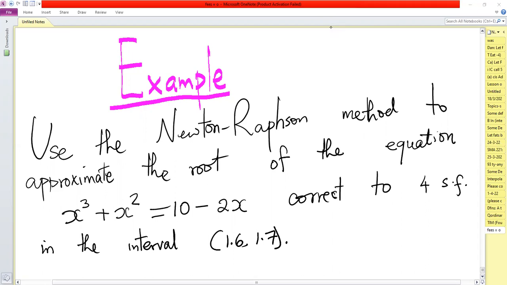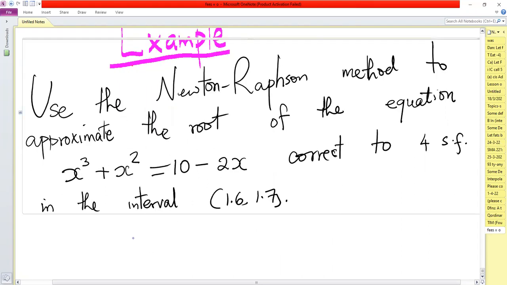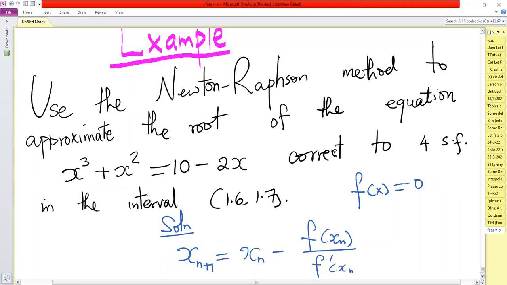So in this session, we'll solve a problem by the Newton-Raphson method. So the first step is to write the formula for Newton-Raphson. The Newton-Raphson method for solving the equation of the form f of x equals 0 is: x_{n+1} is given by x_n minus f of x_n divided by f prime at x_n.